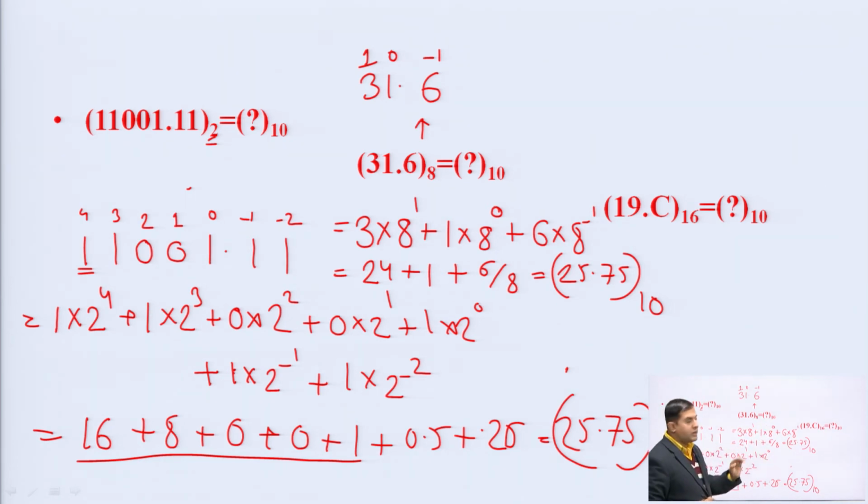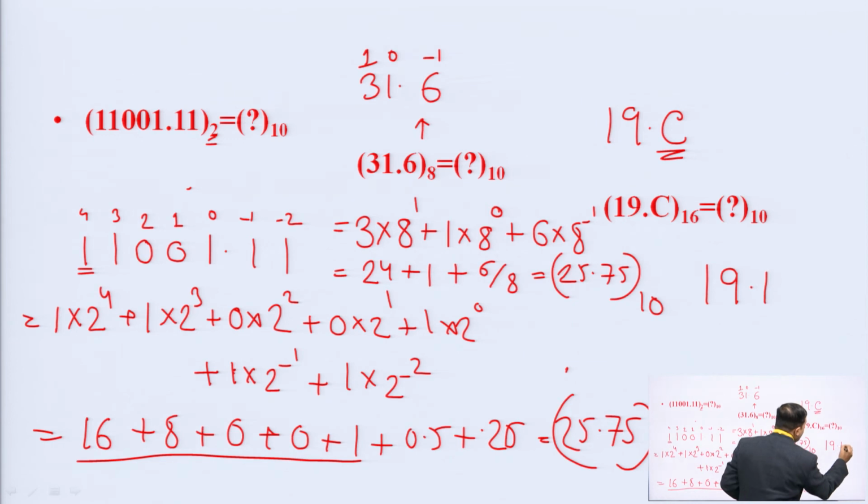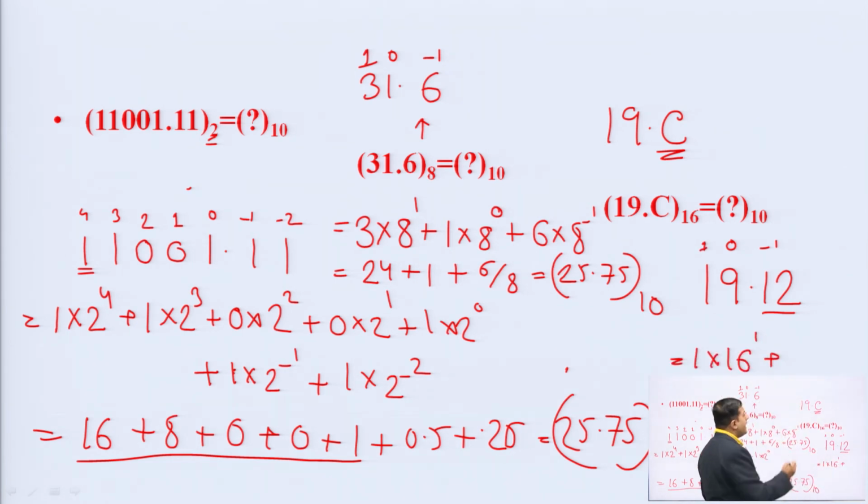You can do 19 point C by yourself. First of all, we cannot multiply C, but C is actually equivalent to 12 in the hexadecimal number system. So, we will write it like this, 19.12, and this is the 0th position, this is the 1st position, but 12 will be taken as a single digit. So, this is the minus 1 position. Okay. Now multiply 1 into 16 to the power 1. Why 16? Because it is in hexadecimal, so we have to multiply by 16.